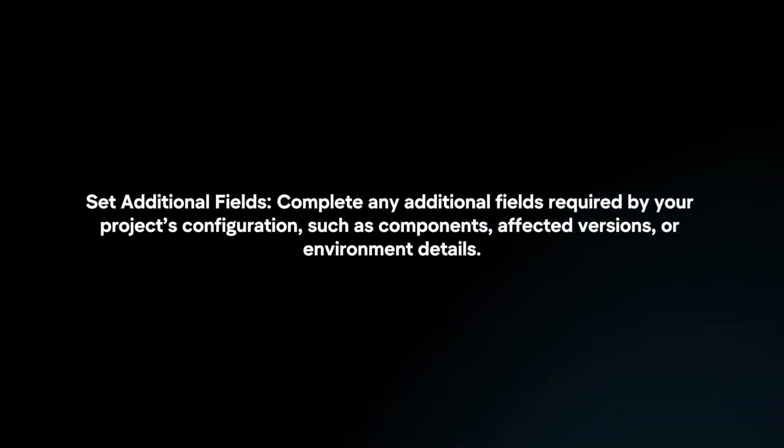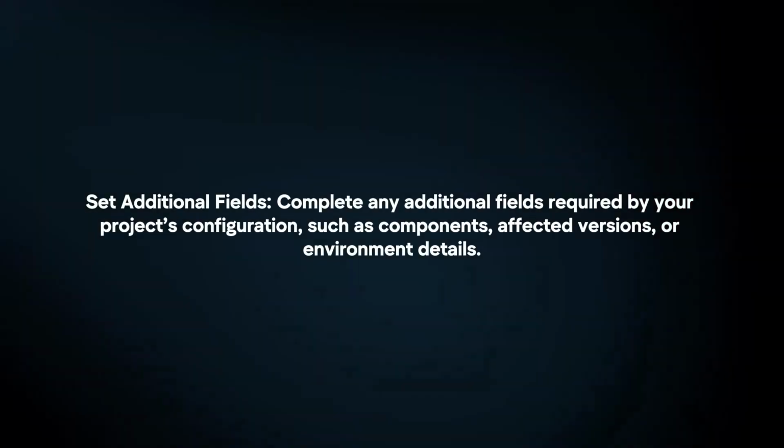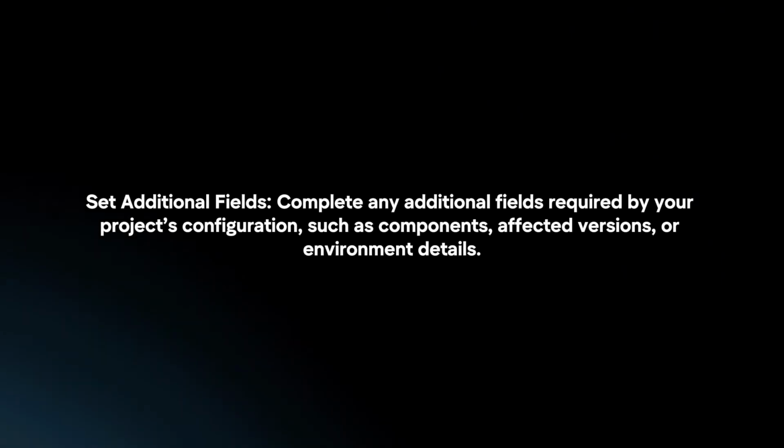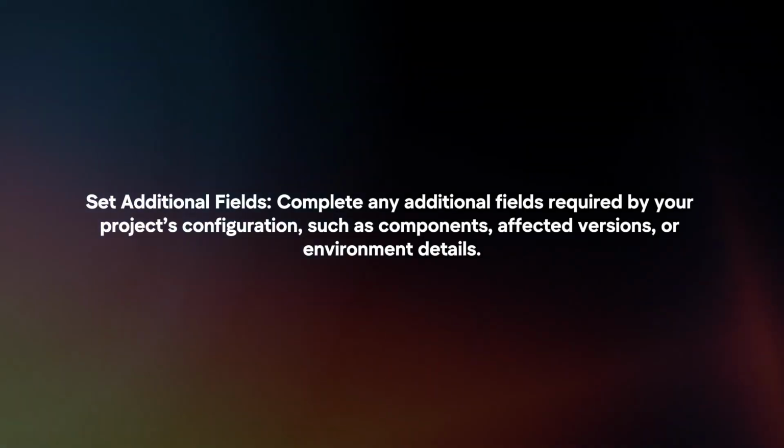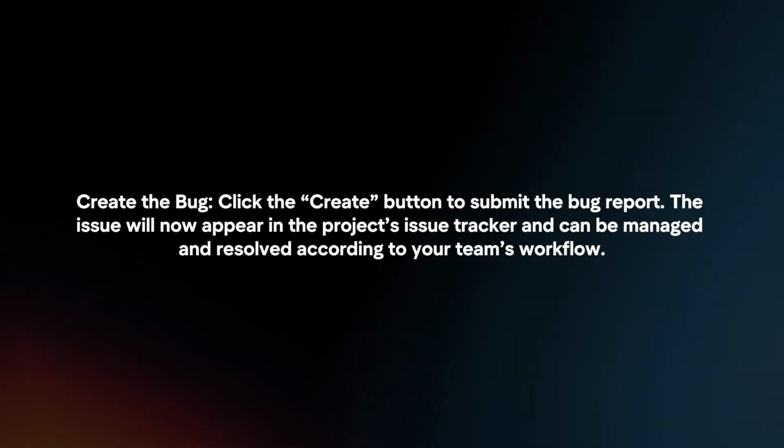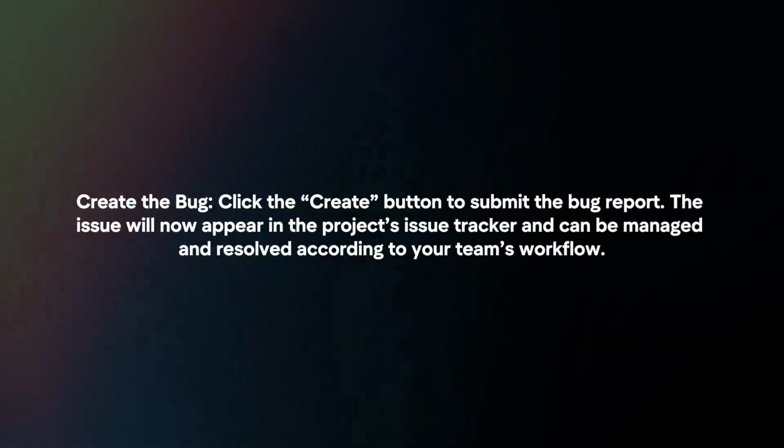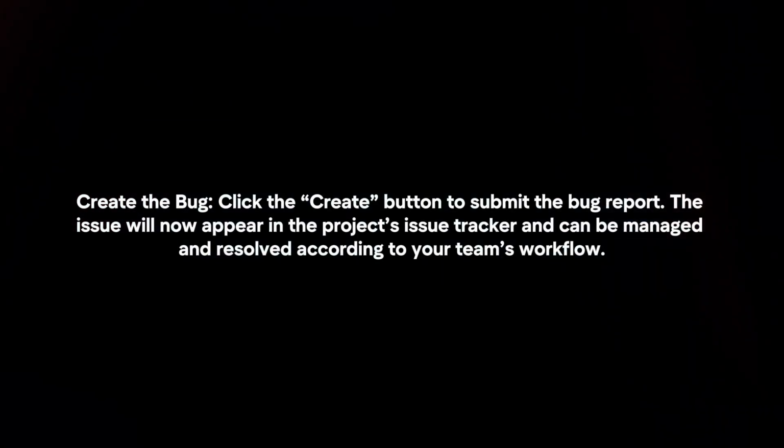Set additional fields. Complete any additional fields required by your project's configuration, such as components, affected versions, or environment details. Create the bug. Click the Create button to submit the bug report. The issue will now appear in the project's issue tracker and can be managed and resolved according to your team's workflow.